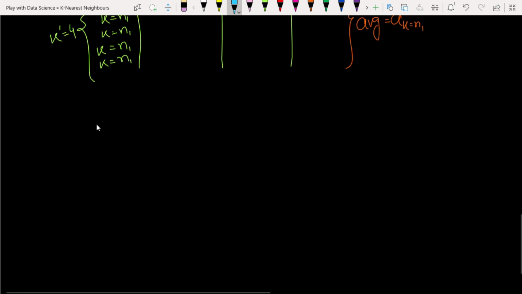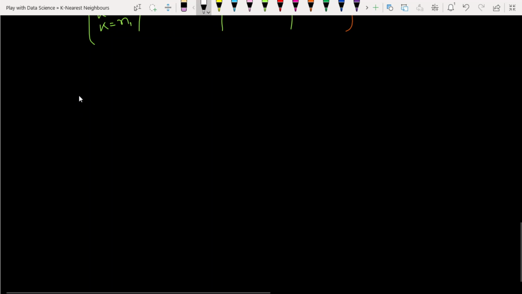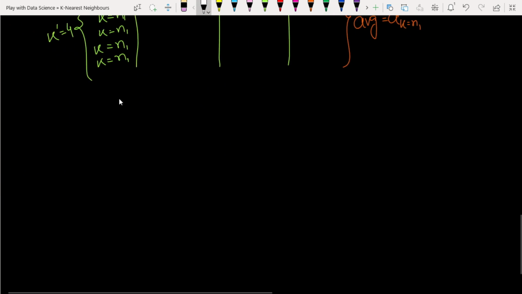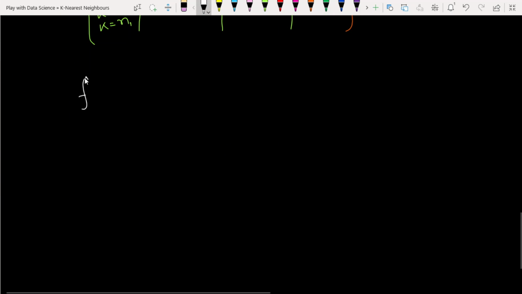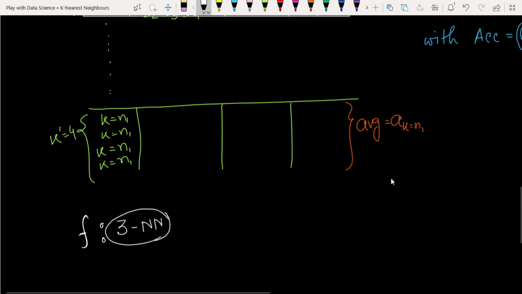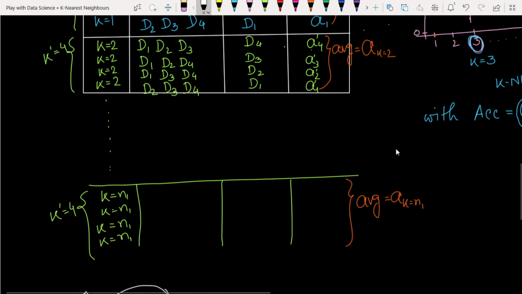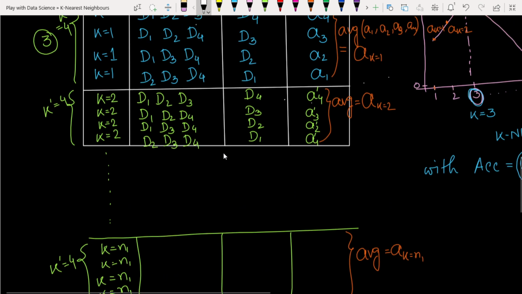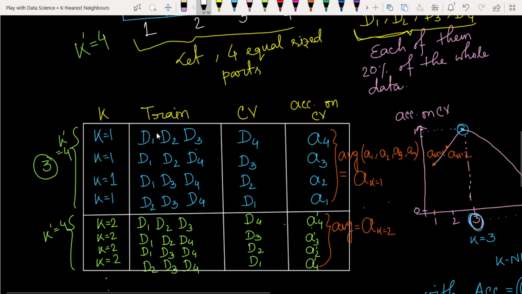So what we are getting here, just to summarize this, we have built our 3NN by simply following this. By using the NN, we have taken the whole D_train data. See this, we have used the whole train data. We have taken D1 also, D2 also, D3 also, and D4 also.